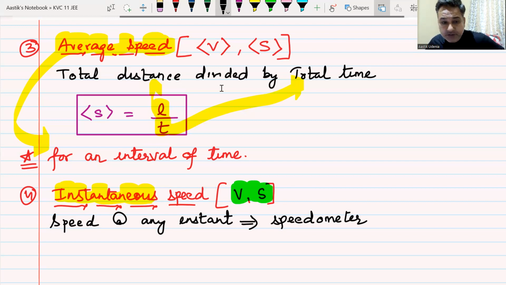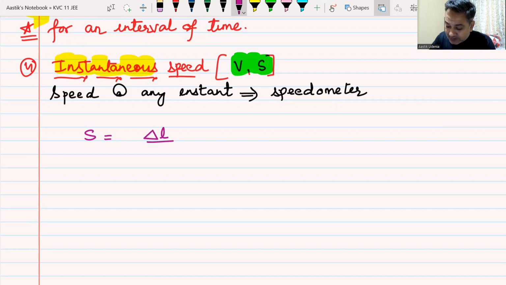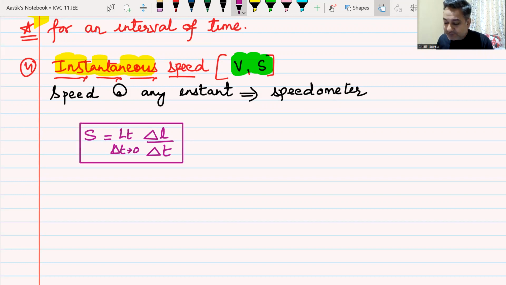Instantaneous speed is your speed at any instant. It is given by the speedometer. And if I write the formula, instantaneous speed S is delta L by delta T. When I say delta L by delta T, I mean distance divided by time, and I take the limit of time to 0. Now it may sound very difficult, but this is all maths. You don't have to remember this. You can just remember it like this.